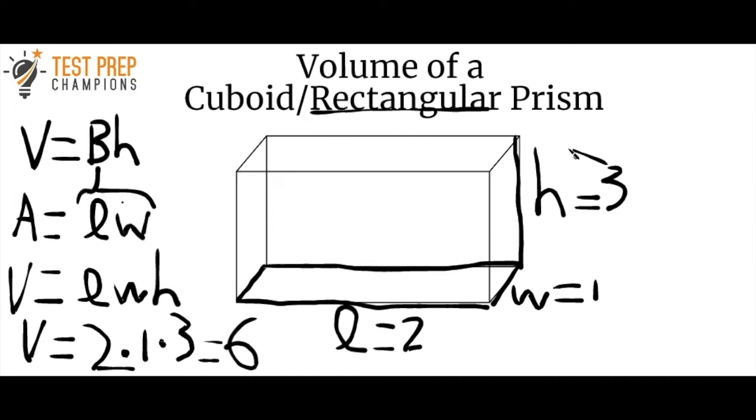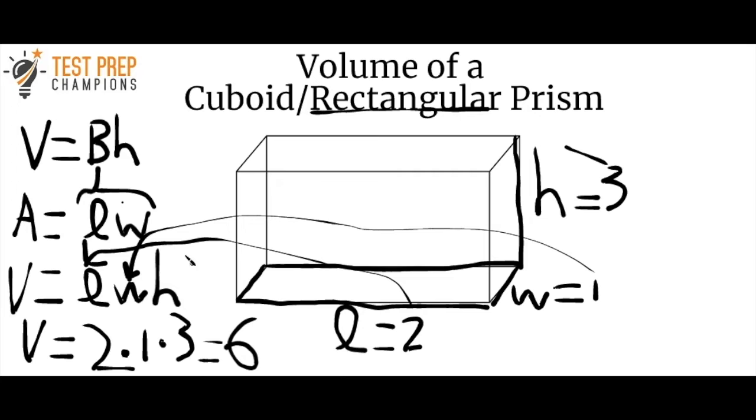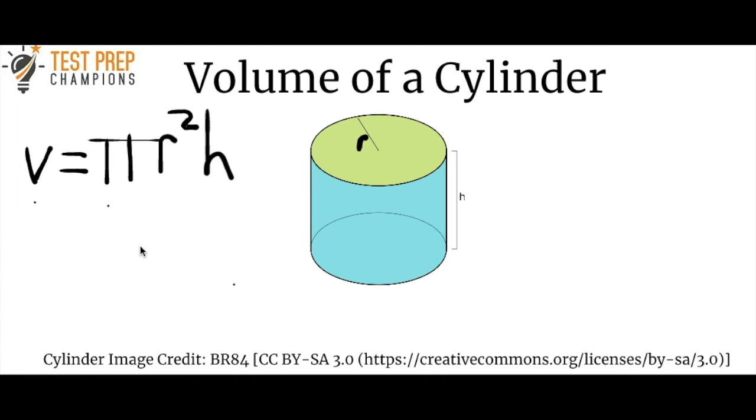Basically what I did here was, everywhere you see an L in the formula, you put a 2 in, where you see a W, you put a 1 in, and where you see the H, we just put a 3 in. So that's how you find the volume of a rectangular prism. Okay, let's go over the volume of a cylinder next. So on screen here is a cylinder.